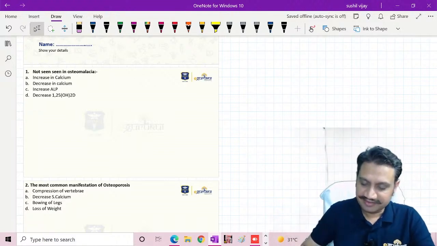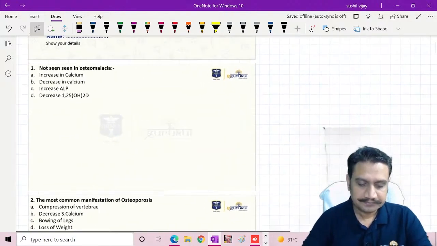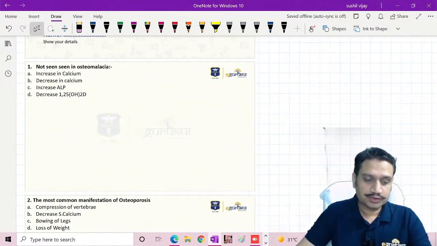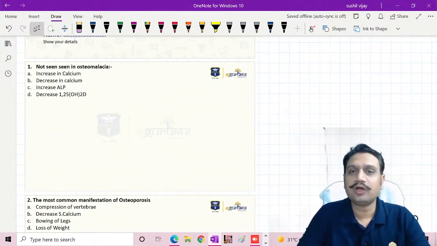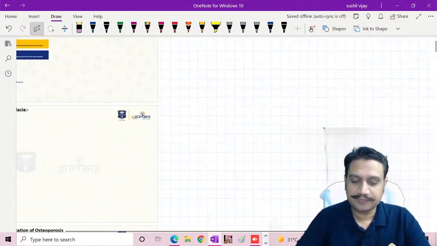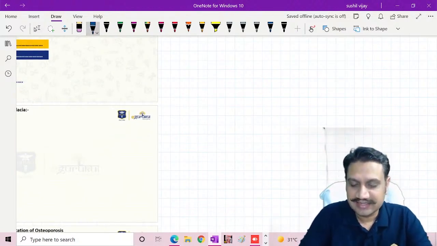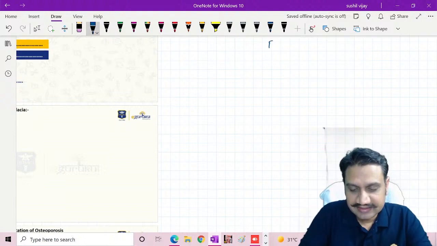So let's start with the very, very basic part. The very first question that you had in your test today was what is not seen in osteomalacia. So what did you all mark? Before I move on to the first question, I would like to give you some basic concepts. From the fact, let's try to extract some concept.